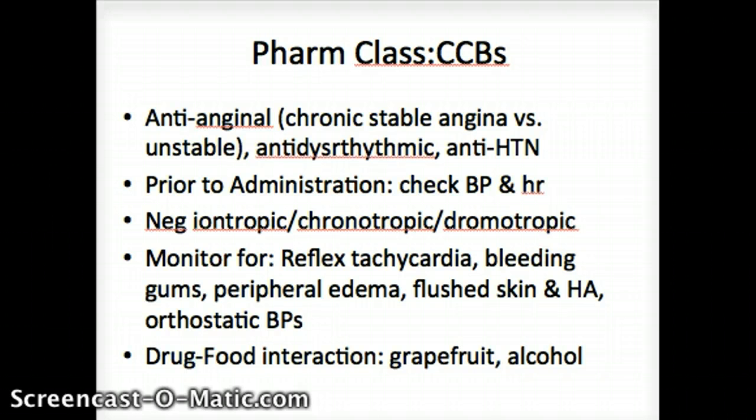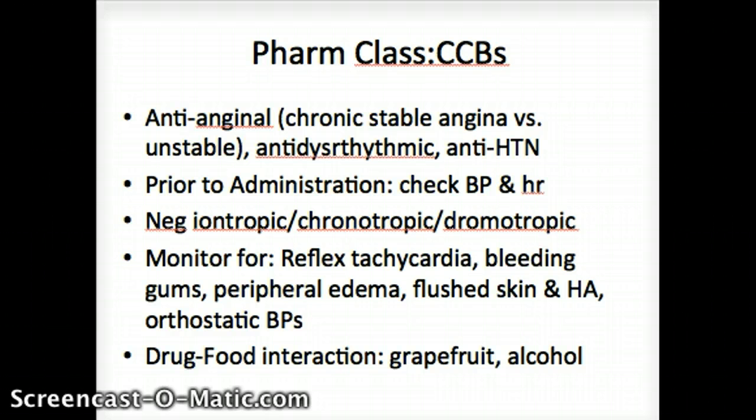Also, if this has a risk for orthostatic hypotension, then when you're out in hot weather, your risk is actually going to increase. Another one you can see there: since bleeding gums is an issue, we're going to want them to make sure they're doing good dental hygiene.